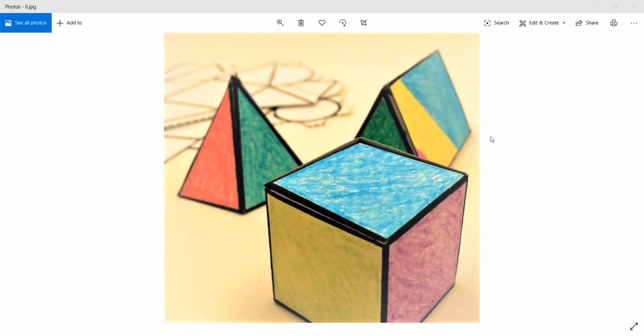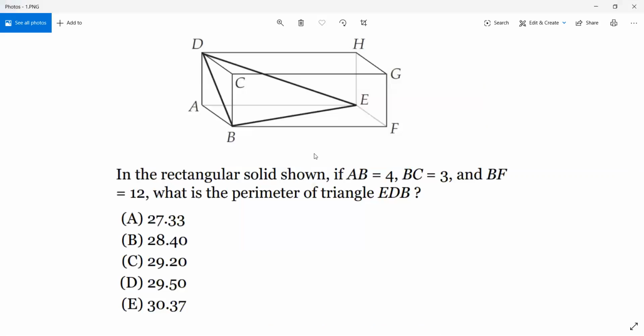I would like to start from the first one. So here in this problem, in the rectangular solid shown, if AB equals 4, BC equals 3 and BF equals 12, what is the perimeter of triangle EDB, right? So we have options 27.33, 28.40, 29.20, 29.50, and 30.37.